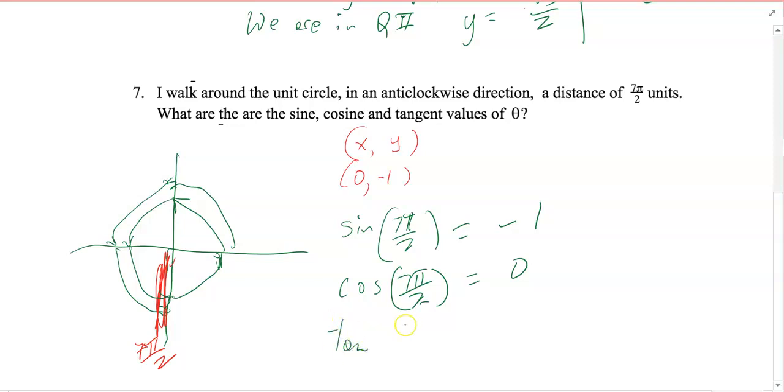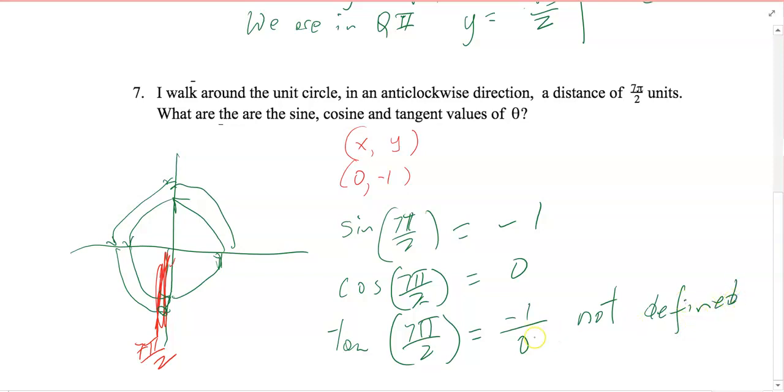Tangent of 7 pi over 2 is our y value, which is negative 1, over x value, which is 0, but it's not defined. So that's our sine, cosine, and our tangent values: sine is negative 1, cosine is 0, and tangent is not defined.